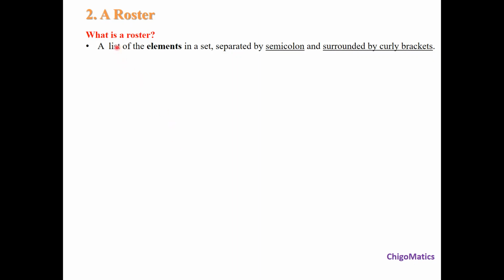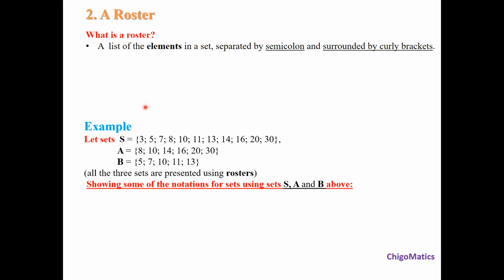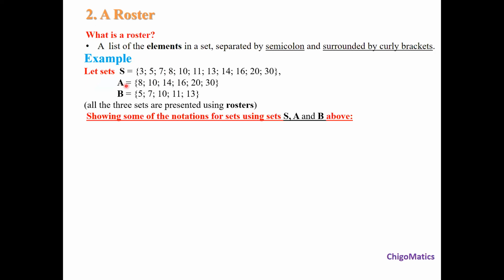Now, the next task is we want to represent a set using a roster. But what is a roster? A roster is a list of elements in a set separated by semicolons and surrounded by curly brackets, right? That is a roster for you. So that is an example. We have these sets S, A, and B. These are the curly brackets, the opening one and the closing one.